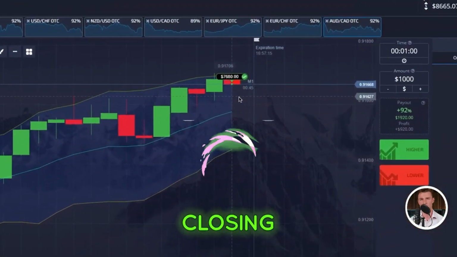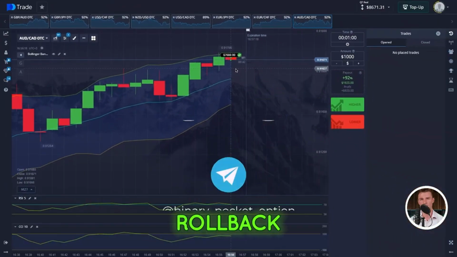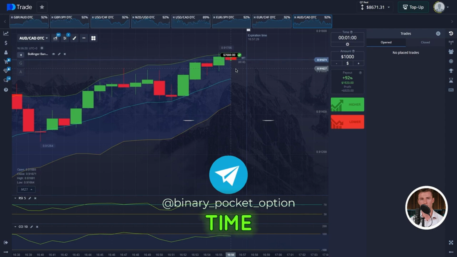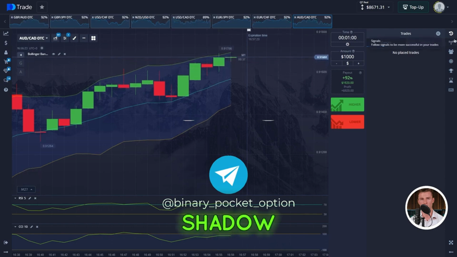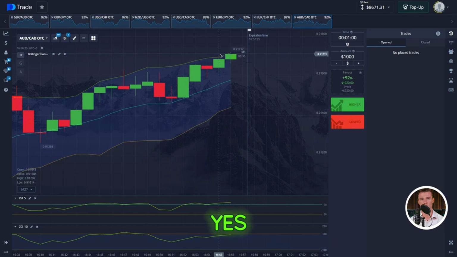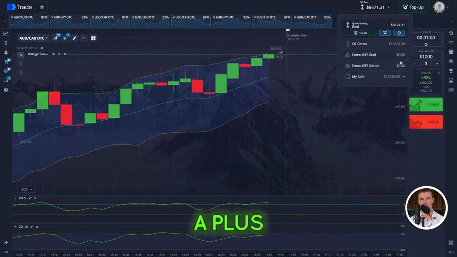And our trades are closing at a plus. The rollback is still small. We opened on time at the peak of the shadow. Yes, the transactions were completed at a plus.